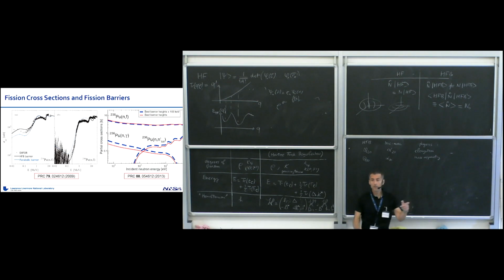And you need this because you want to be able to produce a heavy fragment and a light fragment. If you don't have this type of parameters, you're never going to get different fragments. You're always going to get fragments that are the same.